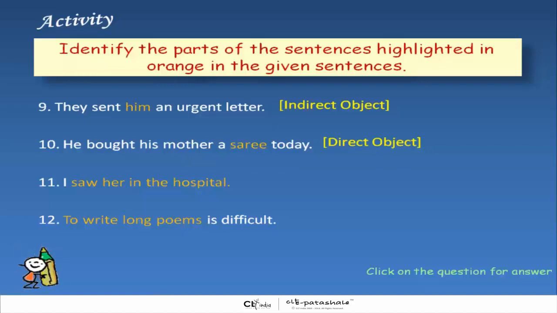I saw her in the hospital. Saw her in the hospital is a predicate. To write long poems is difficult. To write long poems is the subject here.